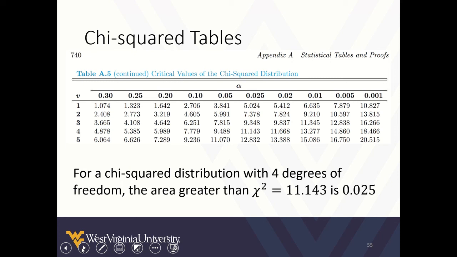So just as there is a binomial table, Poisson table, and normal table, there is also a chi-square table which we can use. For a chi-square distribution with 4 degrees of freedom, the area greater than our chi-squared of 11.143 is 0.025, which you can get from your table.